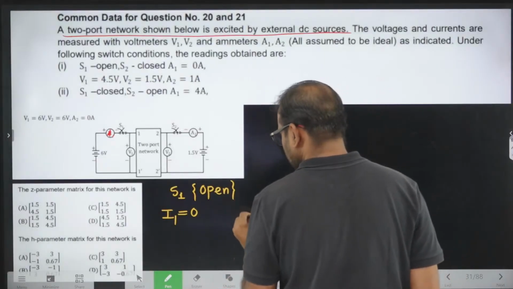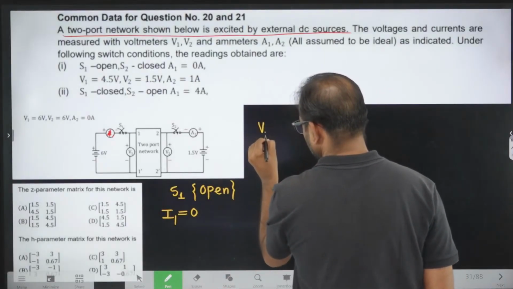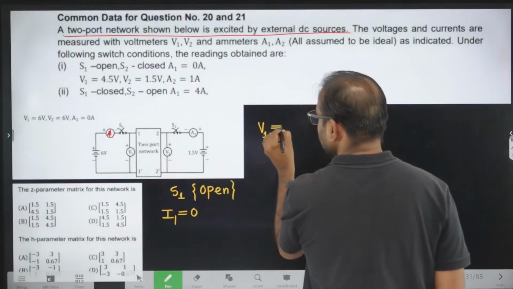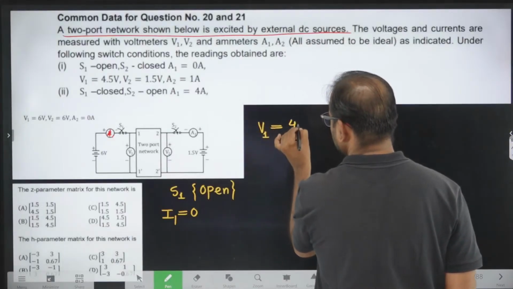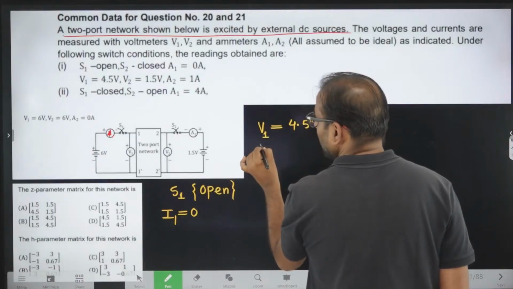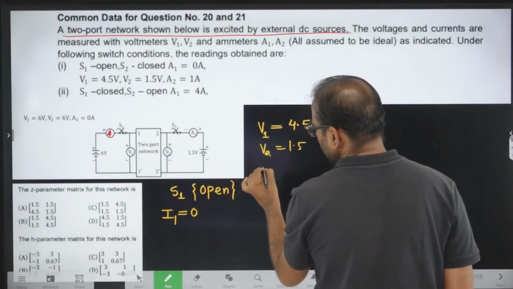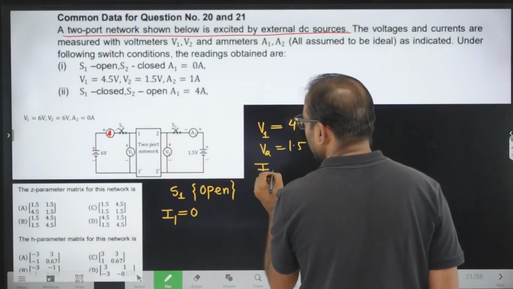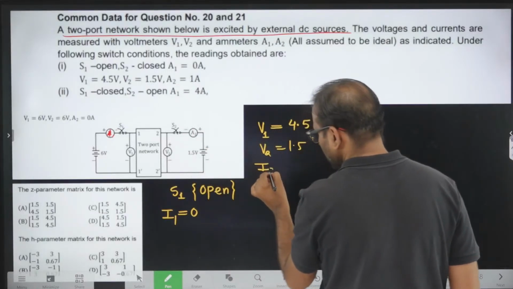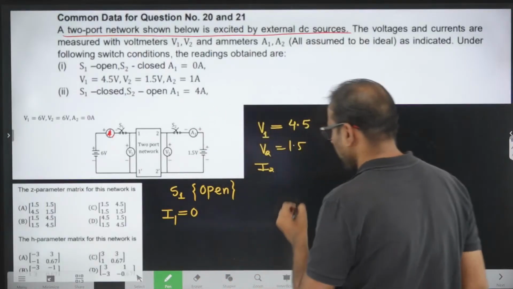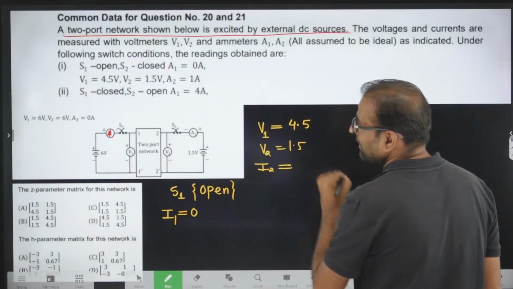So he is saying that V1 is given as 4.5, V2 is given as 1.5, and the only current we have is I2. The reading of ammeter A2 is the I2 current, and that value is given as 1 ampere.